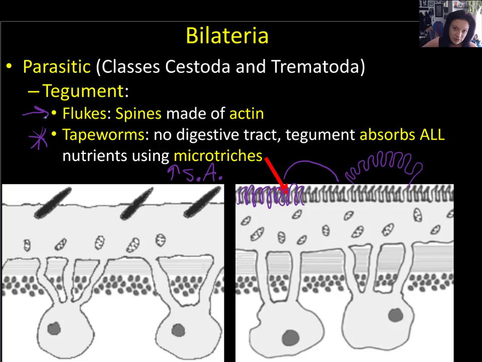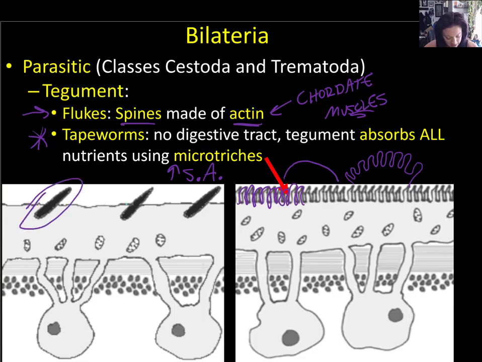Flukes anchor themselves in place using spines made of a protein called actin. Actin is a protein that's also found in chordate muscles. I tell you that so that you can see that some proteins, like actin, evolve over and over again in animals. They're really, really helpful configurations of proteins, and so when they show up, they get used again and again.